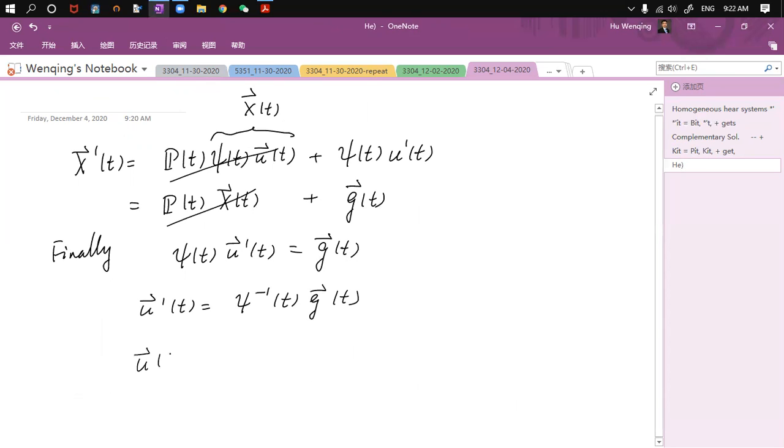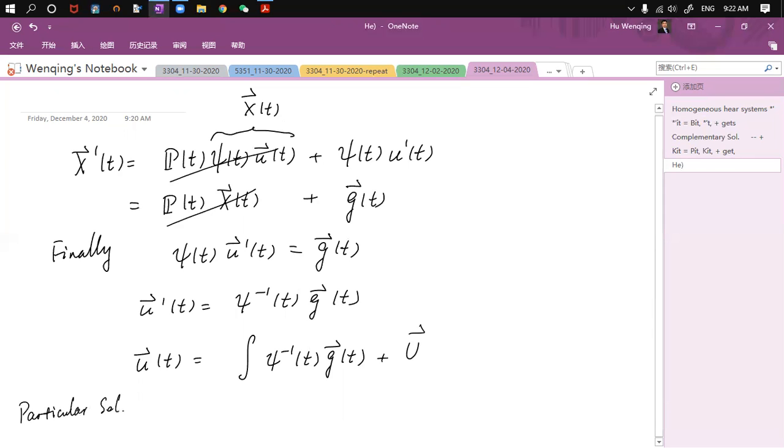So basically, you get u(t) is the integral of psi inverse of t multiplied by g(t), plus some constant. So let me say a constant vector u. Is that good for everybody? Okay, so if you use that u of t in the particular solution, so let's say the particular solution, right?